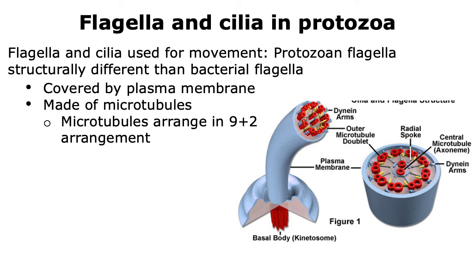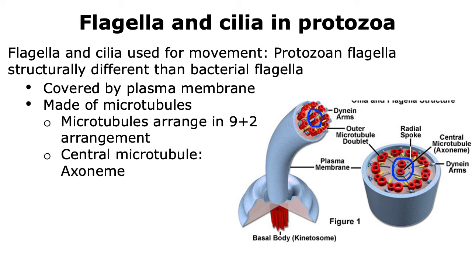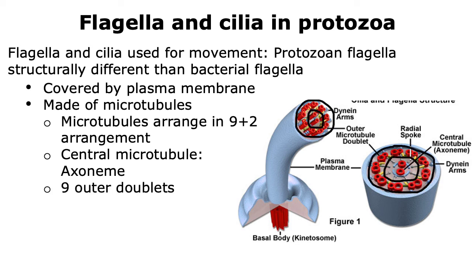To have a better view of the arrangement, let us look at the figure, and in the center, we are able to observe a pair of microtubules, and these are the central microtubules that are also called the axoneme. Surrounding this pair of microtubules, there are 9 outer doublets of microtubules. And thus, we say that there is a 9+2 arrangement.